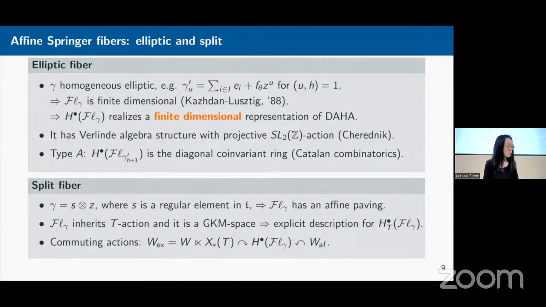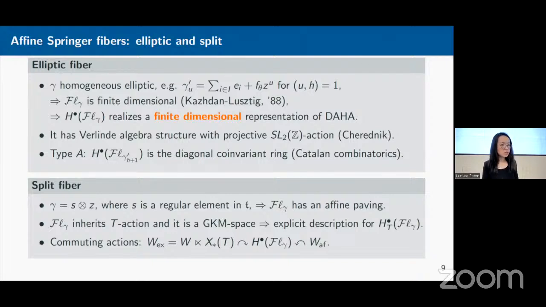Okay, and another fiber we'll be interested in is called the Steinberg fiber. In this case, I just take a simple example where S is a regular element in the original torus T, and you multiply it by Z, and then it becomes topologically nilpotent. If you take this element, its Springer fiber has a particularly nice structure. For example, it has an affine paving. And also, since T is the maximal torus, it normalizes gamma, so it centralizes gamma. So it also acts on this fiber.